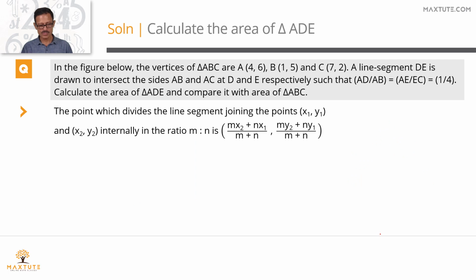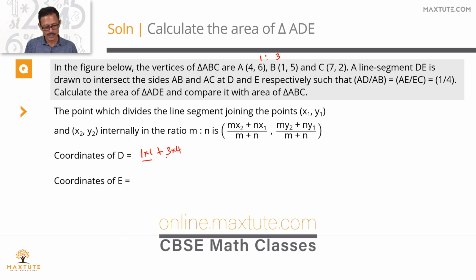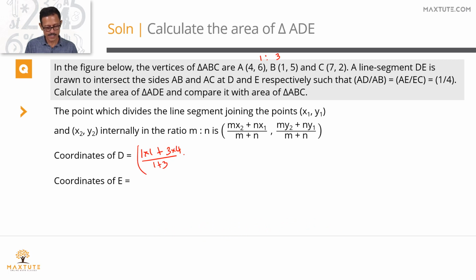So about doing that, let's use the section formula: (mx2 plus nx1) by (m plus n), (my2 plus ny1) divided by (m plus n). Going to find out using it as a ratio of 1 is to 3 between AB. So coordinates of point D, which divides AB in the ratio 1 is to 3: m is 1 and x2 is 1, 1 into 1 plus nx1, which is 3 into 4, divided by 1 plus 3. This is the x coordinate of this point. My2, which is 1 into 5, plus ny1, which is 3 into 6, divided by 1 plus 3.